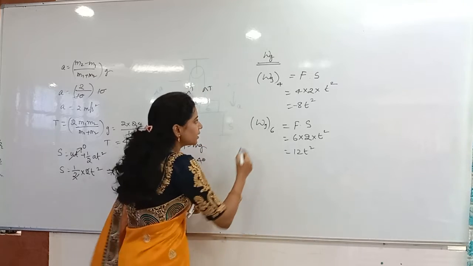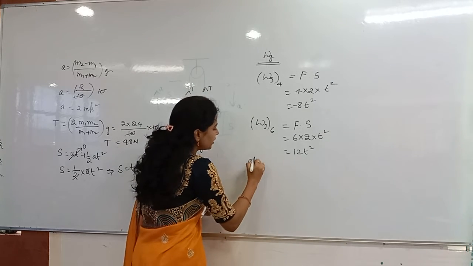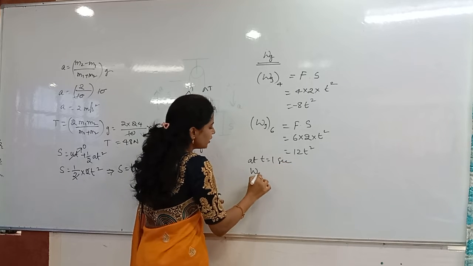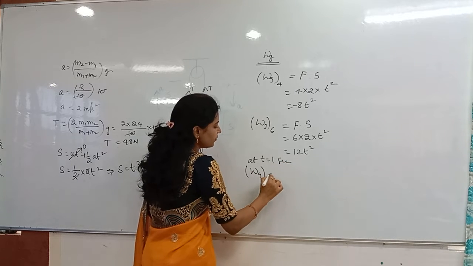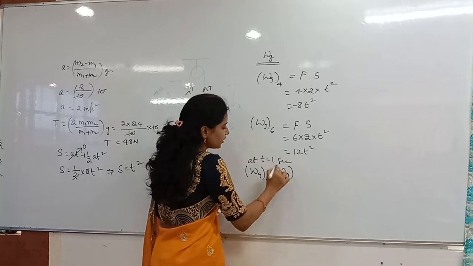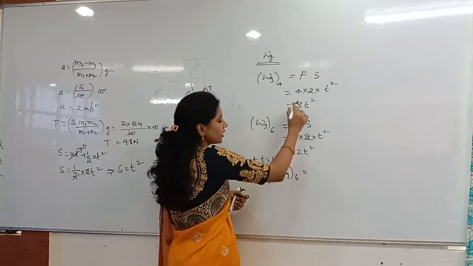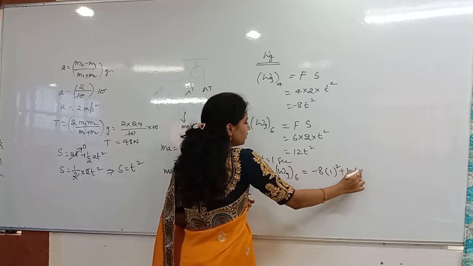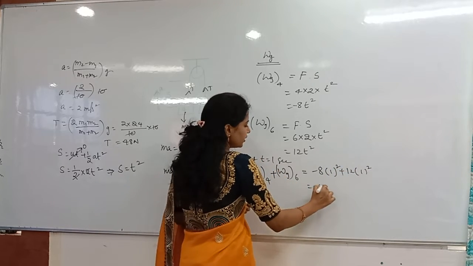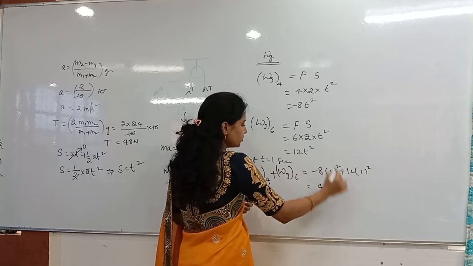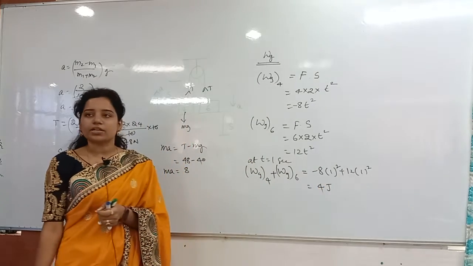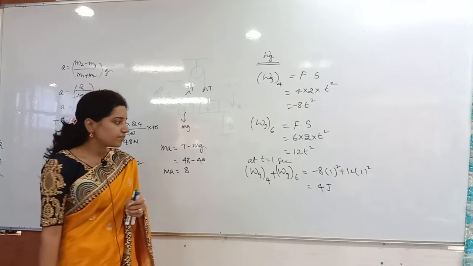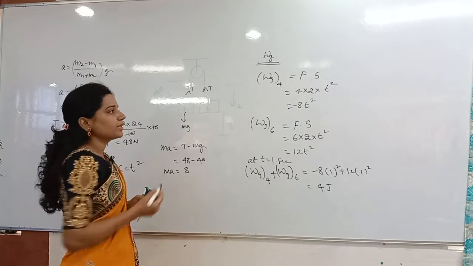So the work done by the gravity, for example, I will take t is equal to 1 second. Then work done by the gravity for the 4 kg plus work done by the gravity for the 6 kg is equal to what can I write? Minus 8 into 1 square plus 12 into 1 square. Then what will you get here? 4. 4 joules is the work done. Net work done by the gravity is 4 joules at how many seconds? 1 second. Then this is about the work done by the gravity.